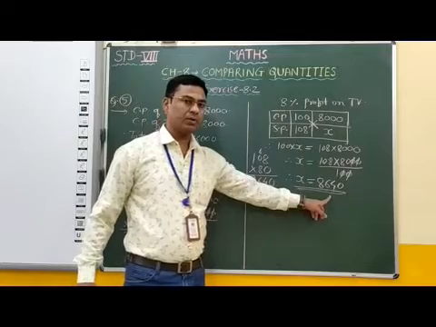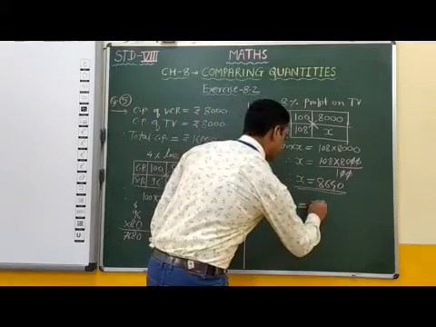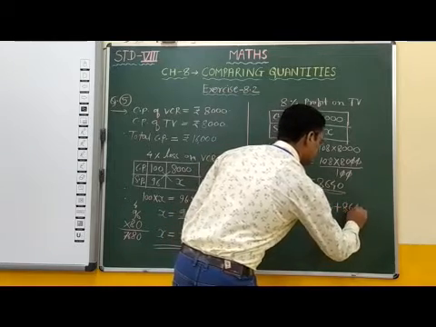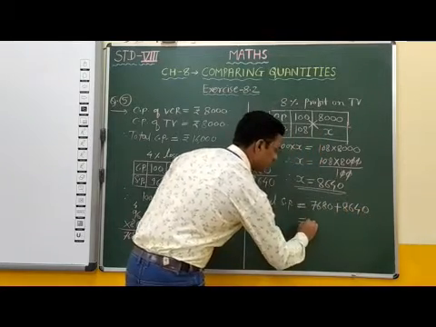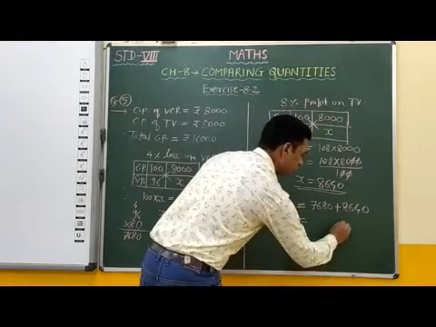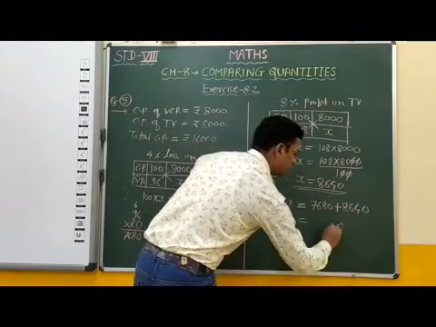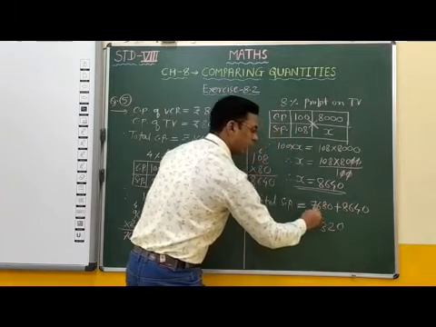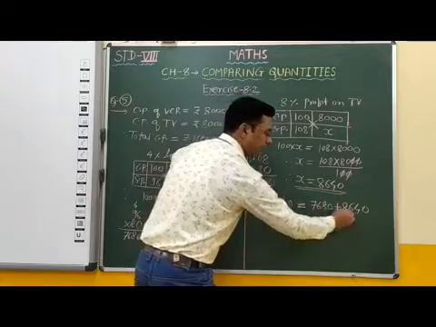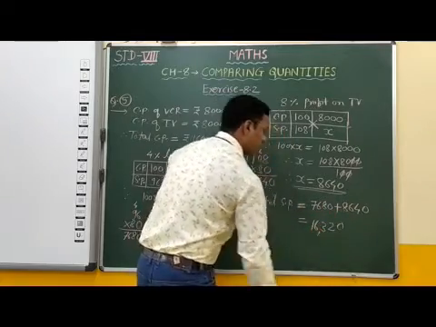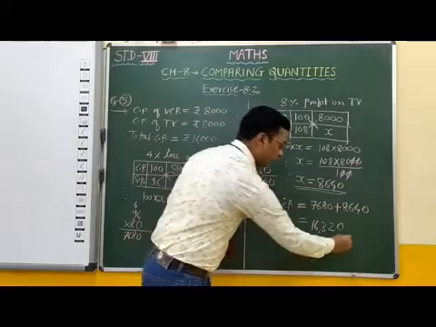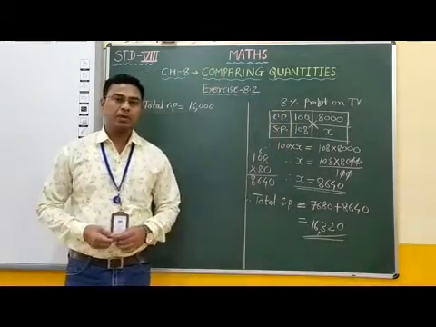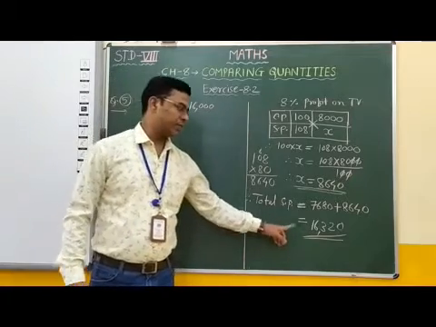Therefore students, total selling price is equal to selling price of VCR plus selling price of TV, that is equal to 7,680 plus 8,640. 0 plus 0, 0. 8 plus 4, 12, carry 1. 6 plus 6, 12 plus carry 1, 13, carry 1. 1 plus 7, 8. 8 plus 8, 16. Therefore total selling price is equal to 16,320.